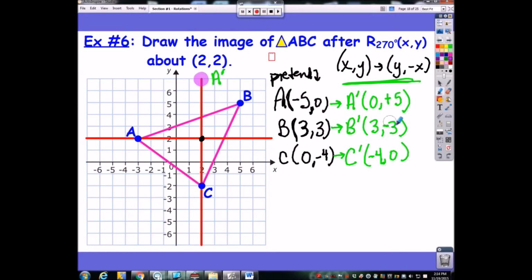All right, so next up, 3, -3. Again, start back at 2, 2, or pretend 0, 0. We're going to go over 1, 2, 3, and down 1, 2, 3. So right there is B prime.